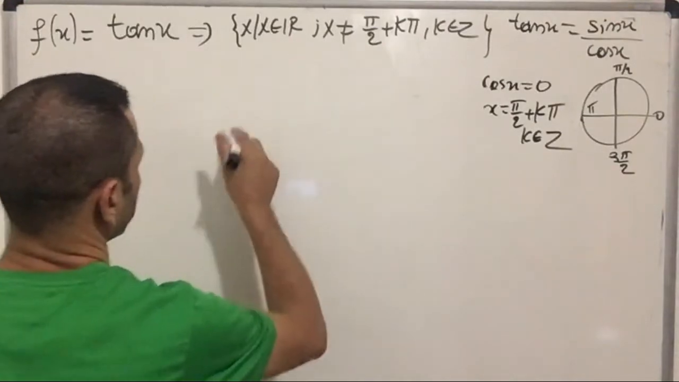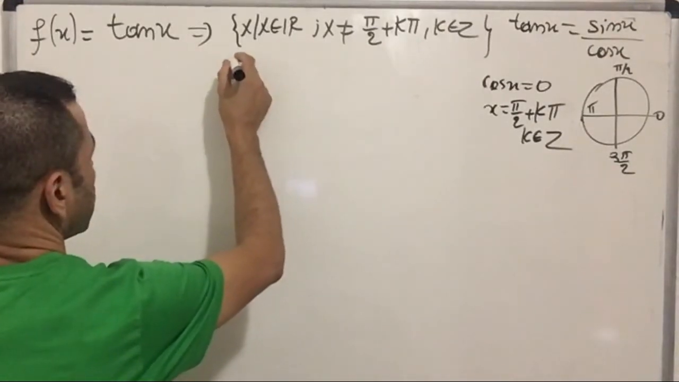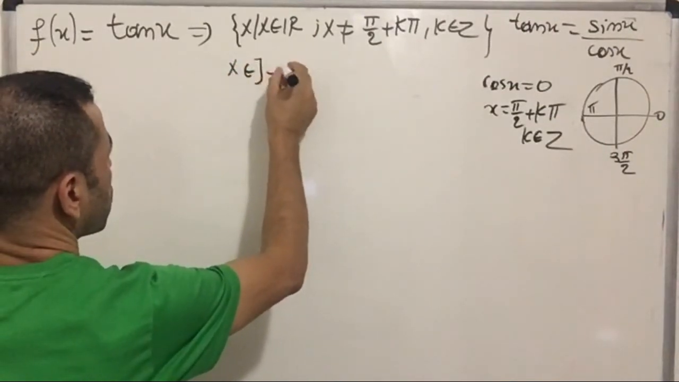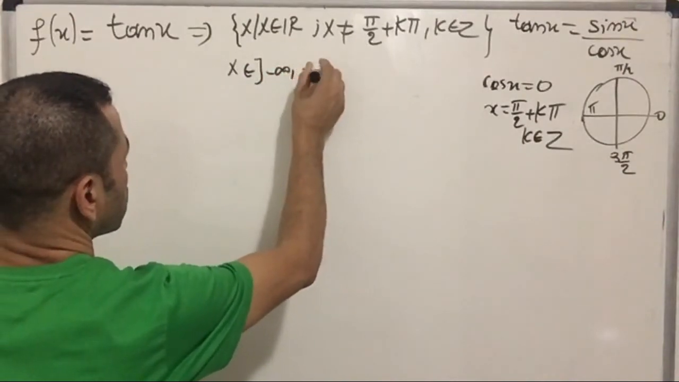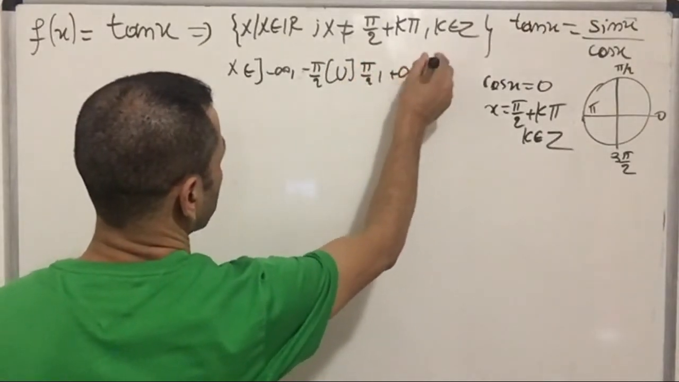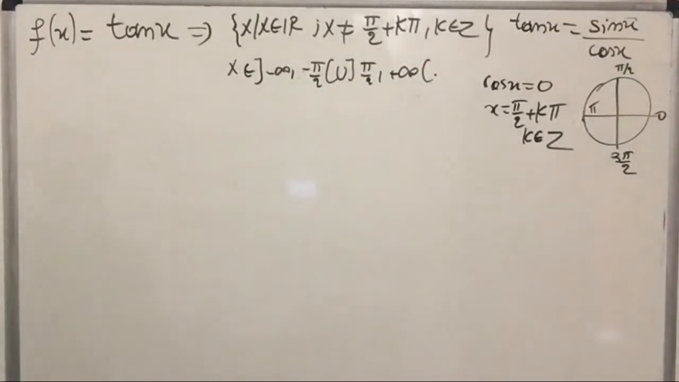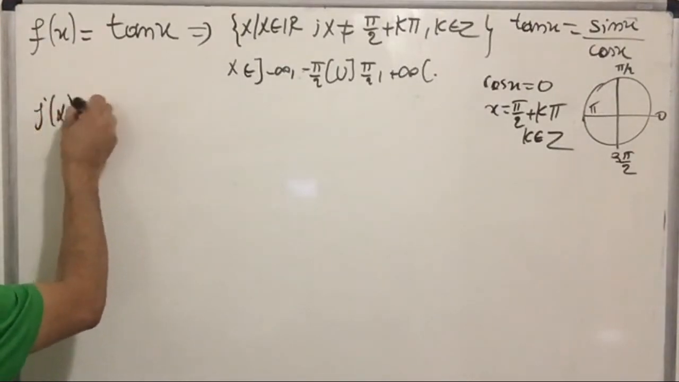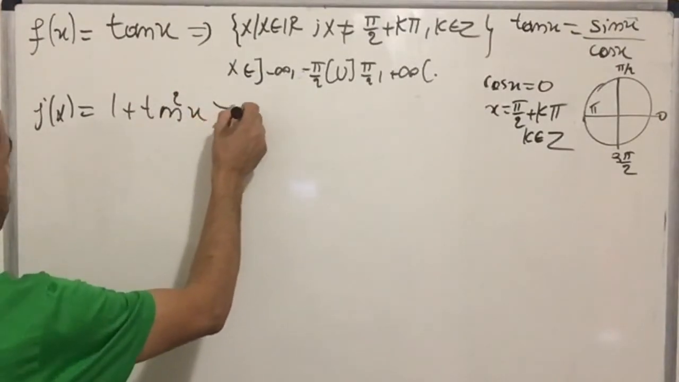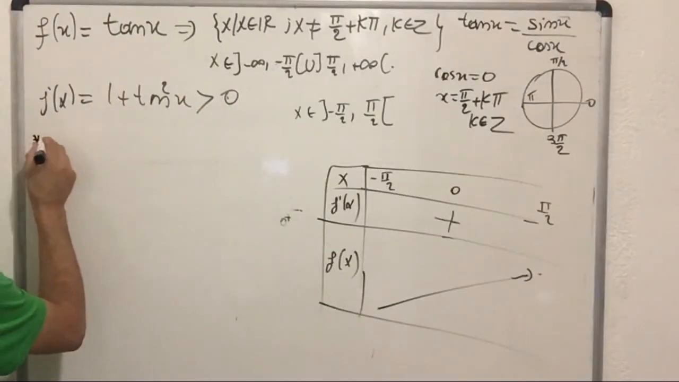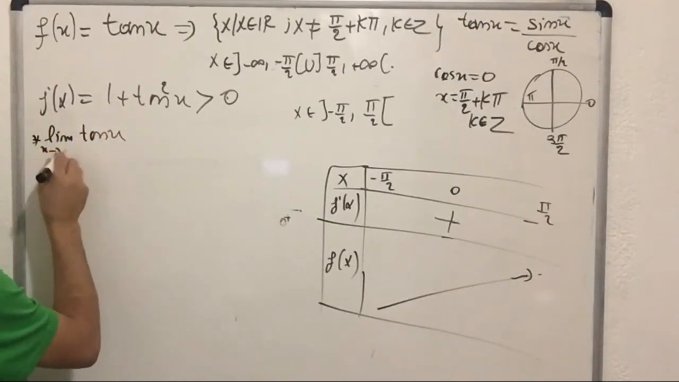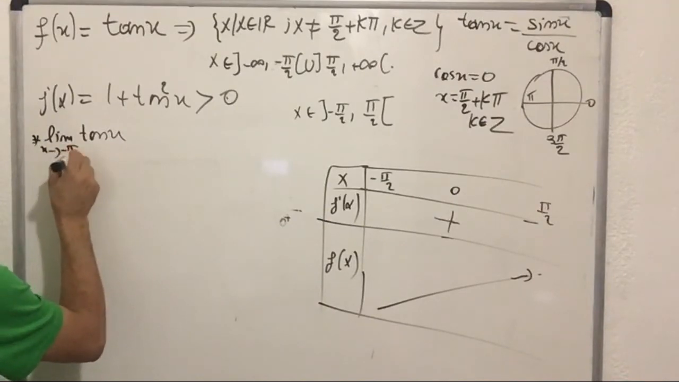So for this tangent, I'm going to take x in this interval, so minus infinity, minus pi over 2, pi over 2, plus infinity, okay? So f prime of x equal to 1 plus tangent square x. This is a positive function.